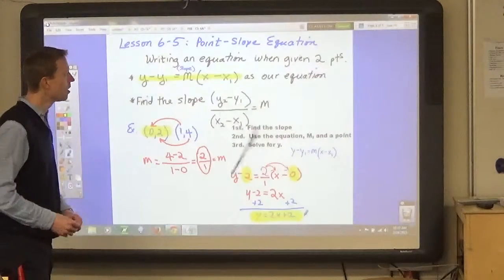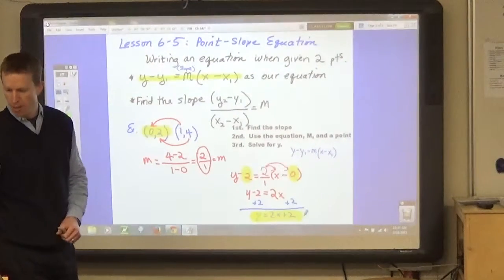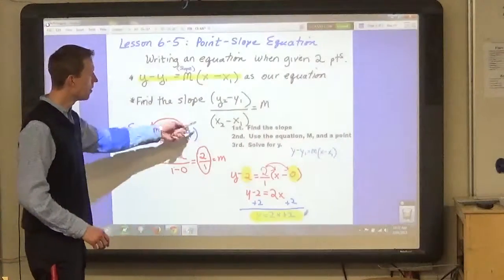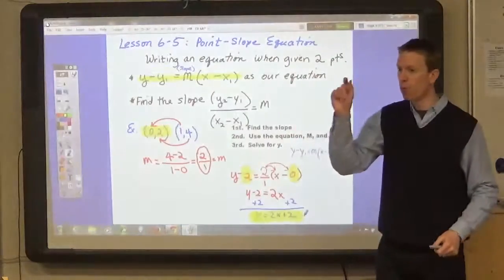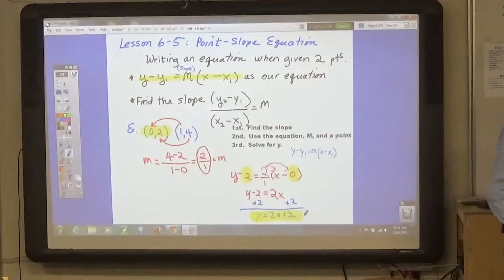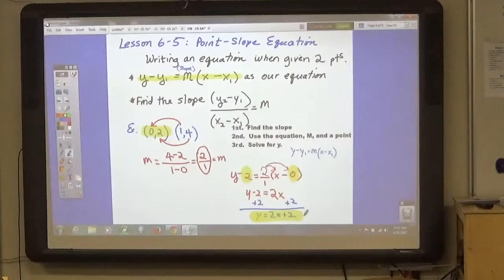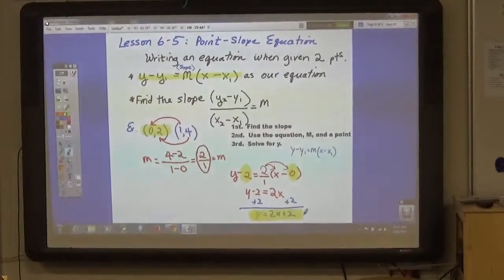So that's how you use the point-slope equation. Find the slope, use that equation, use the coordinates from one of the points, and then simplify it and write it into slope-intercept form. Okay?